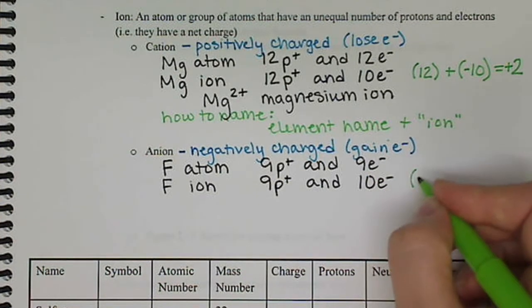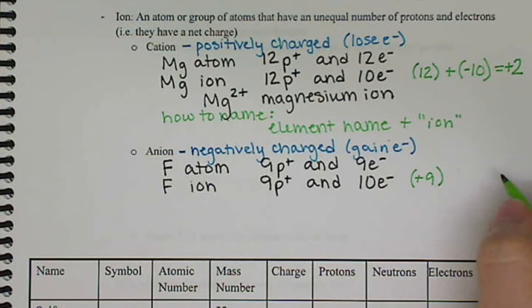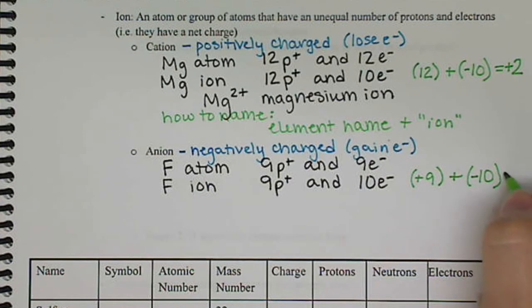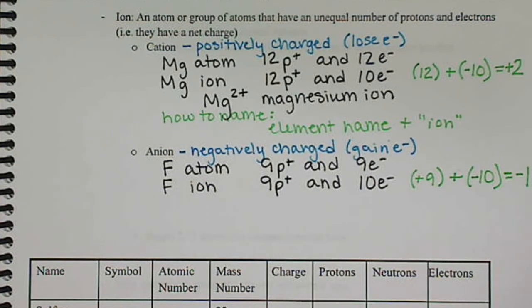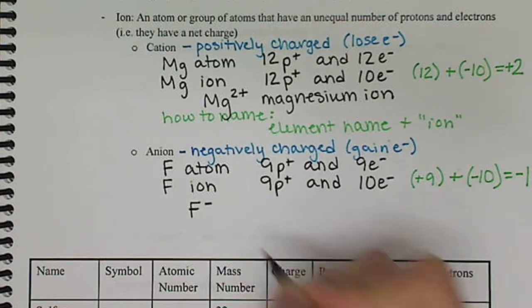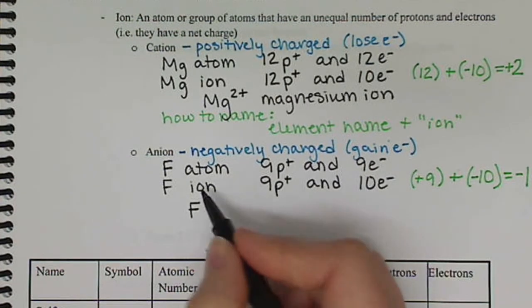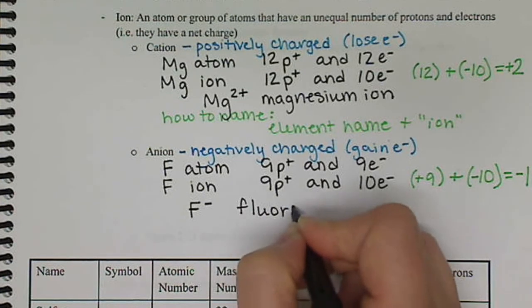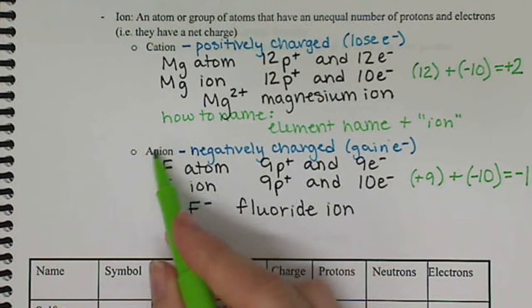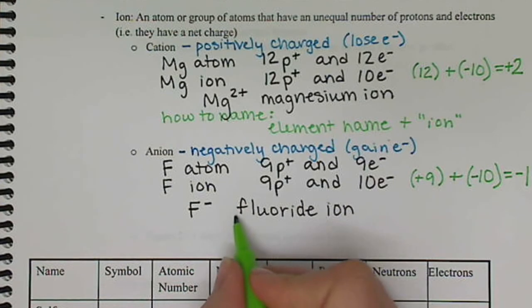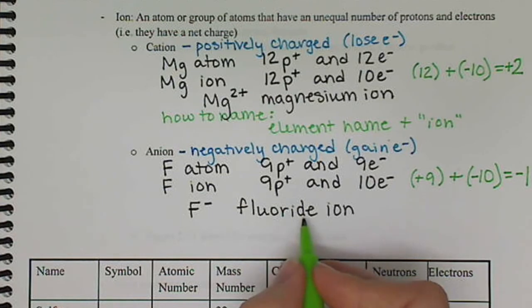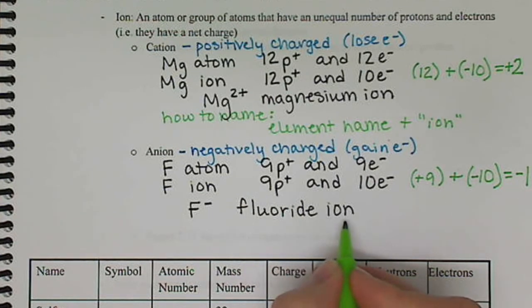To determine its charge, we take our 9 protons, which have a plus 9 charge. We're going to add our 10 negative charges from the electrons. So we have a negative 1 charge left over. So our fluorine ion is F minus, and the name of this is fluoride ion. So anions get named slightly differently in that their name is going to come from the start of their element name with the ending dropped, adding -ide and the word ion.